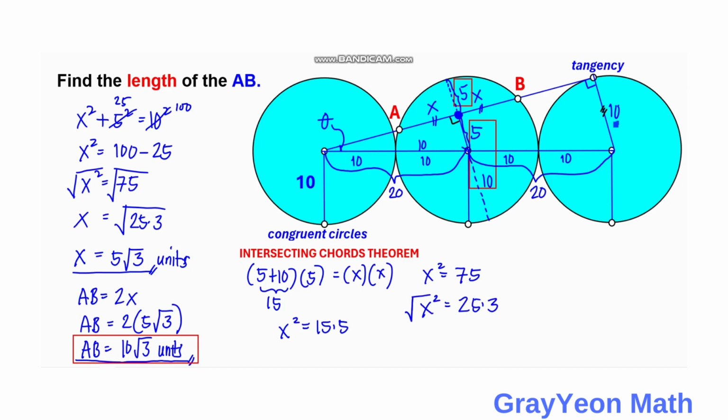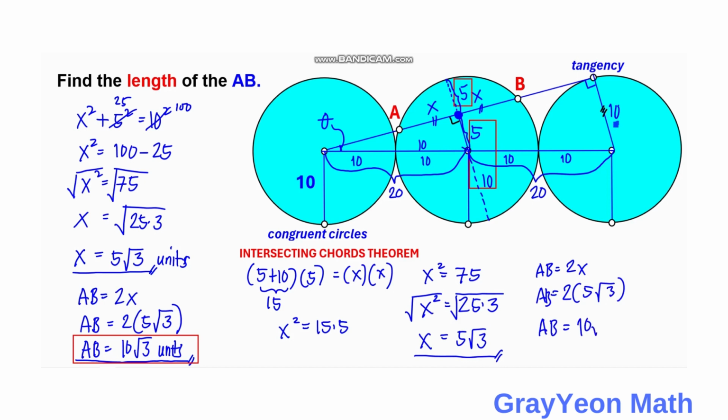If we take the square root of both sides, it will give us x is equal to 5 square root of 3. And again, AB is equal to 2x. So AB is equal to 2 times 5 square root of 3. So same answer. AB is equal to 10 square root of 3 units, the same answer as we got earlier with the Pythagorean theorem.